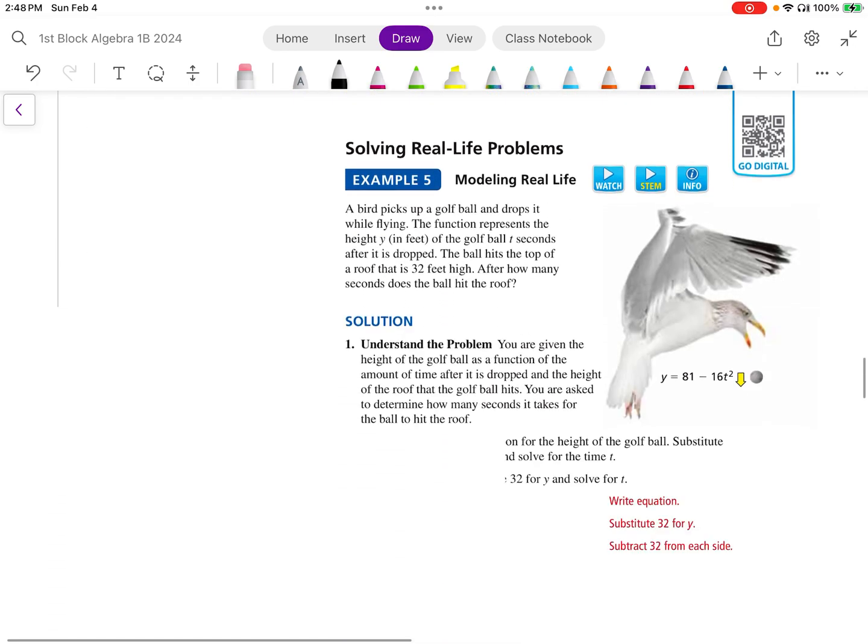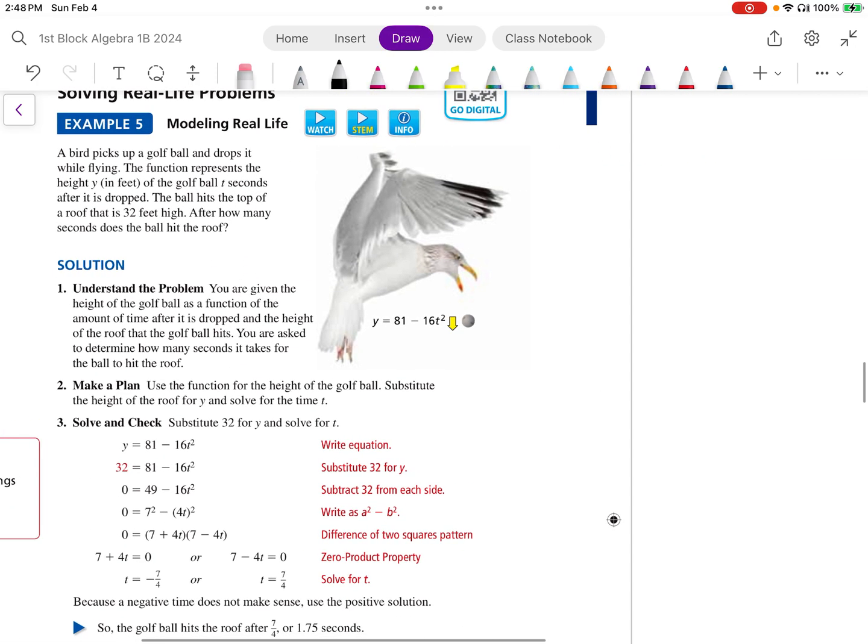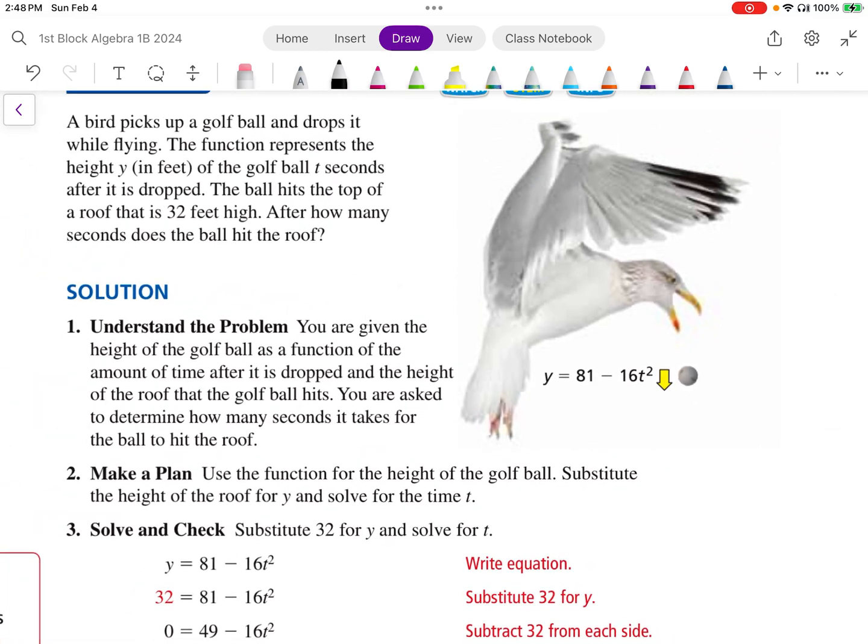All right, let's continue on to our real life problem. A bird picks up a golf ball and drops it while flying. The function represents the height, y. So this is our height of the golf ball t seconds after it's dropped. So t equals time in seconds. So if it hasn't dropped at all, that would be 0. So it would be 81 feet in the air. And then once that bird drops it out of its beak, we want to see what its height is every second.